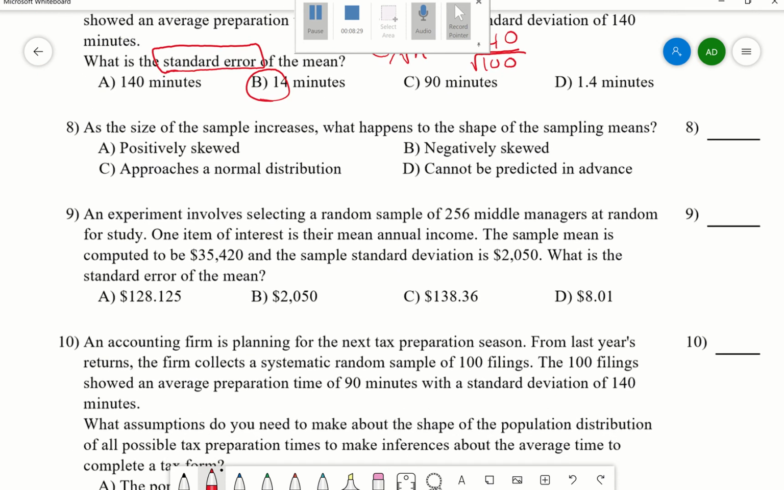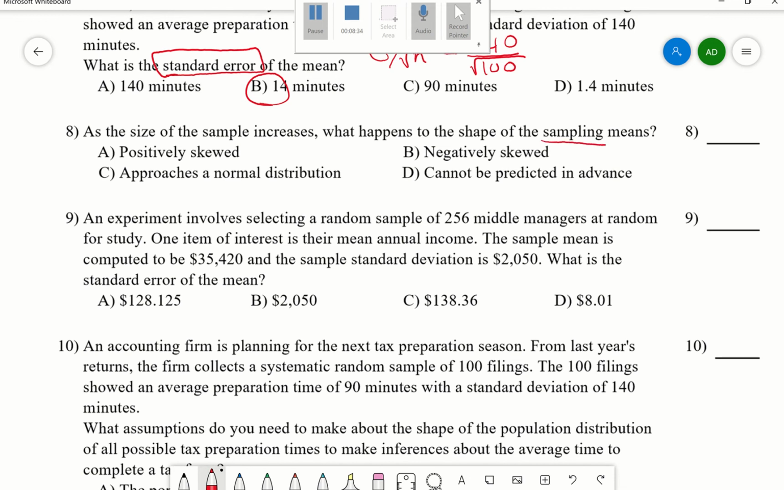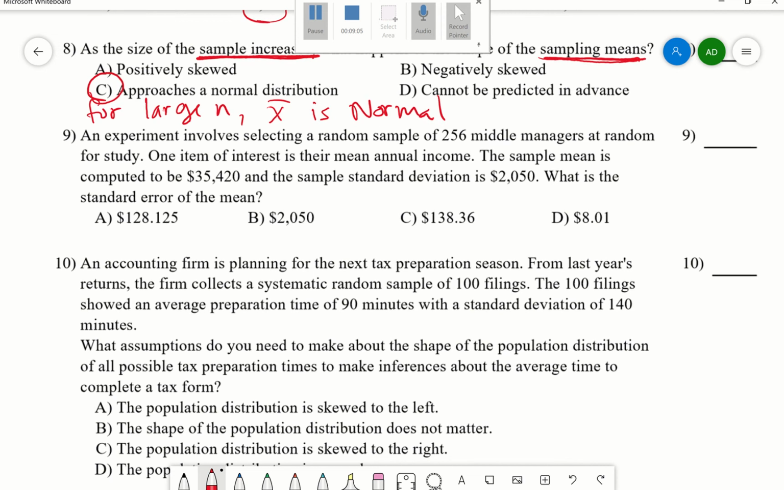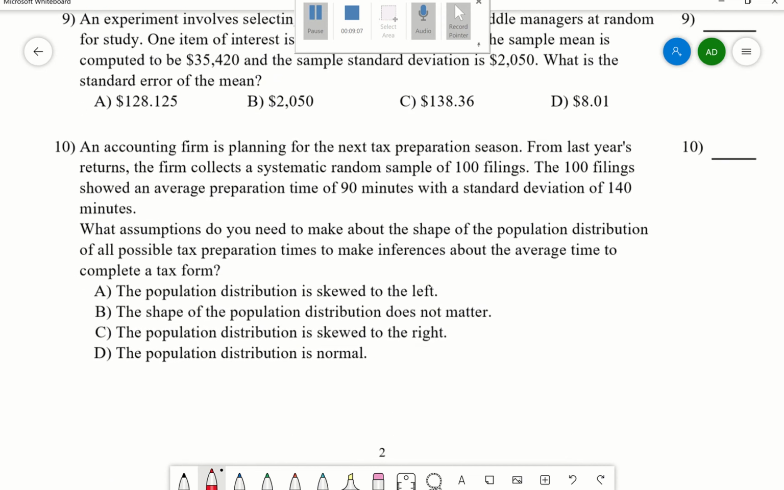Number 8. As the size of the sample increases, what happens to the shape of the sampling means? So this is exactly a question about the central limit theorem. So we know for large sample size, x bar is normal. So that's what the central limit theorem says. For large n, x bar is approximately normal. So you have to pick the one which says that. Okay. And then again, standard error, number 9, I'm going to skip that.